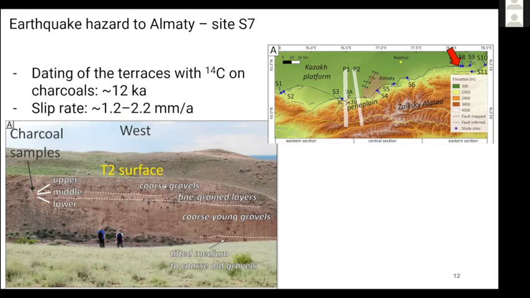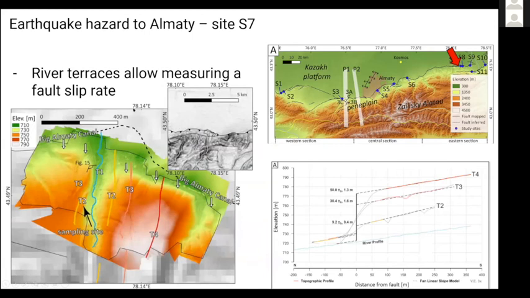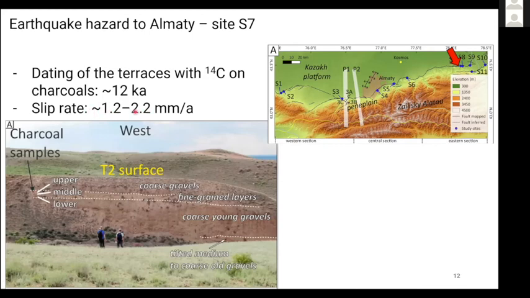And then combining the vertical offset with the age helped us to measure a slip rate of about 1.2 to 2.2 millimeters per year on average. And the variation here in the slip rate results from the fact that we don't know precisely the dip angle of the fault. So whether it's a steep fault or a very shallowly dipping fault makes a big difference. And therefore, there's this uncertainty in the slip rate of the fault.